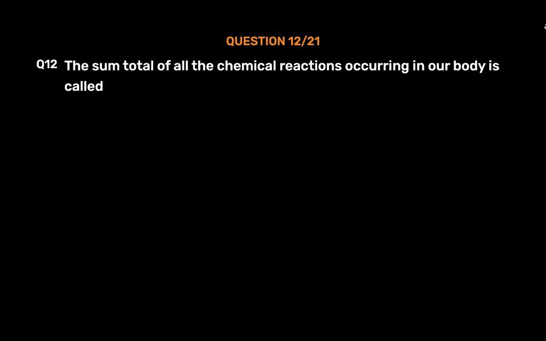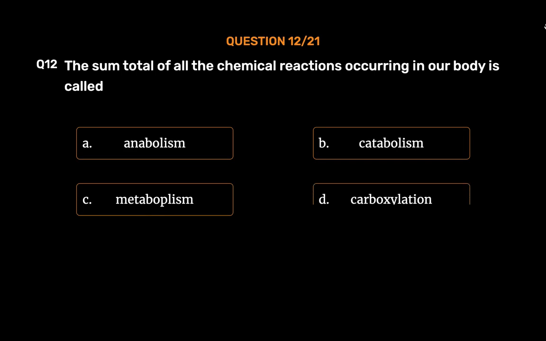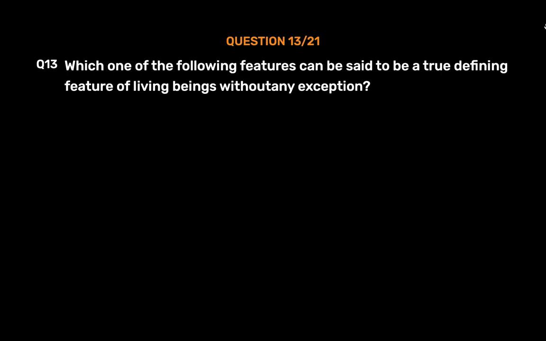Question number 12. The sum total of all the chemical reactions occurring in our body is called Option A. Anabolism. Option B. Catabolism. Option C. Metabolism. Option D. Carboxylation. The correct answer is Option C. Metabolism.